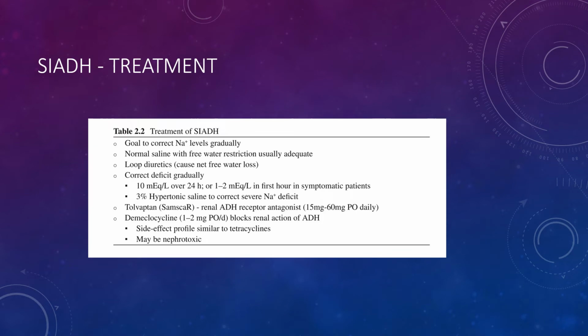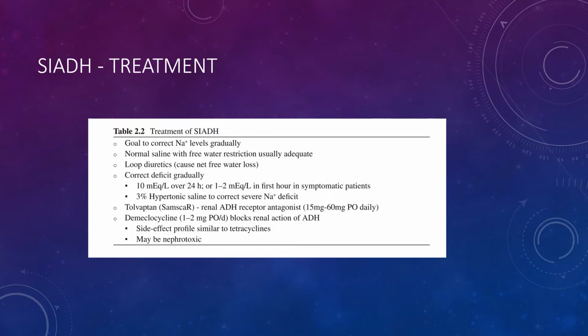So in terms of treating SIADH, the goal is to correct the underlying cause while treating the hyponatremia. And so this is normally done by using normal saline with free water restriction. Usually that accomplishes this. Loop diuretics can also cause net free water loss and correct the hyponatremia.